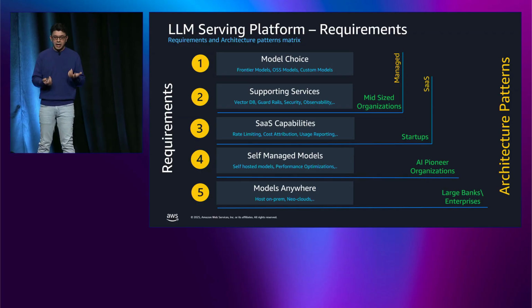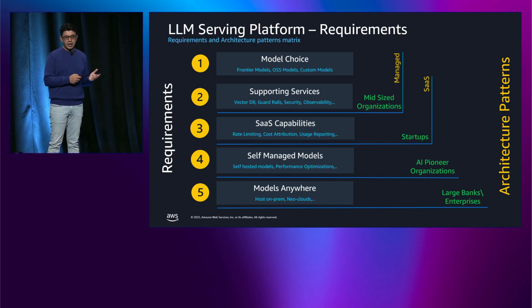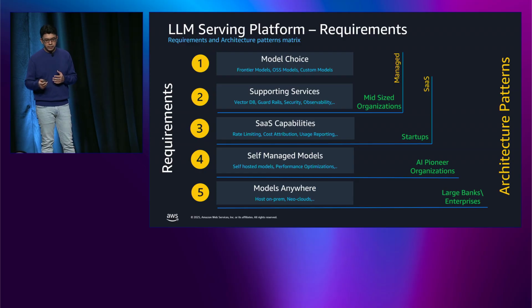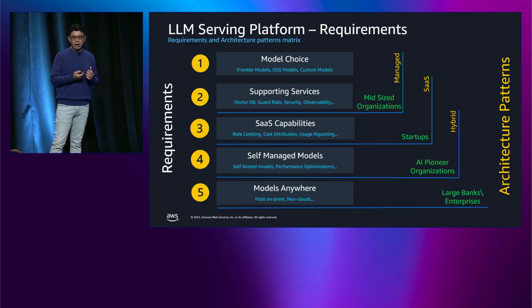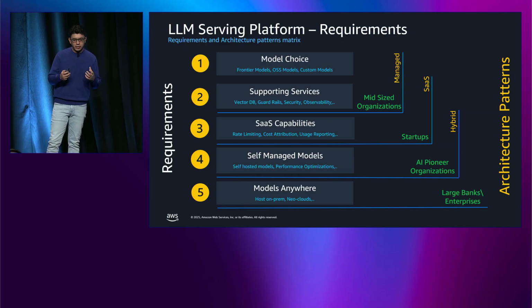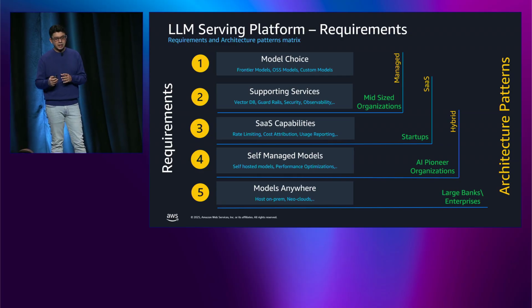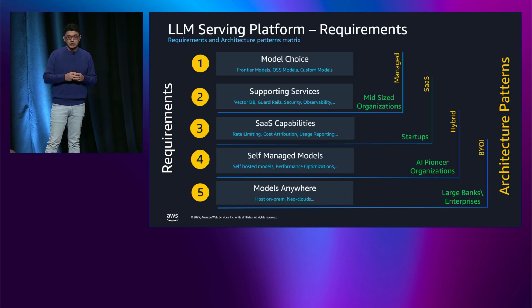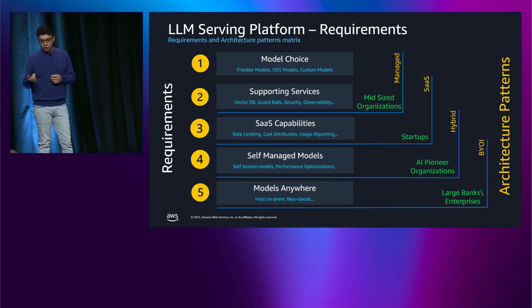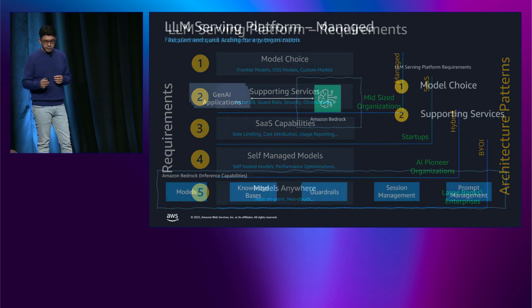Then we will gradually add the SaaS capabilities on top of it and come to the SaaS architecture pattern. And then we will further elaborate it to include self-managed models capability on your own infrastructure through the hybrid architecture pattern. And finally, we will add the capability to bring your own infrastructure, that is deployment on-prem and other places as well. So we will iteratively build them over the next few slides. Let's get started.